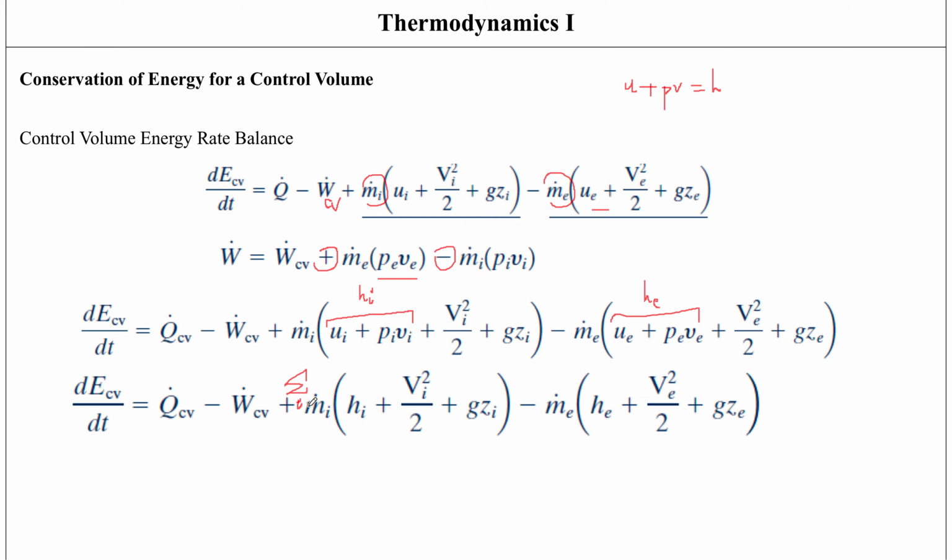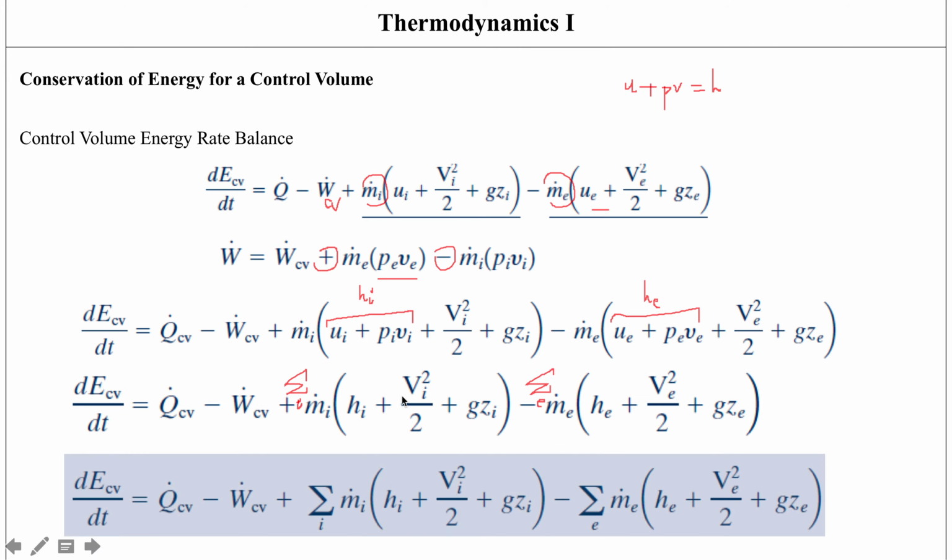So if there are several locations on the boundary through which mass is entering the system, then you would have to account for that. If there are several locations on the boundary through which mass is exiting the control volume, then the summation sign is going to account for that as well. And basically I can just write this entire thing in this form.